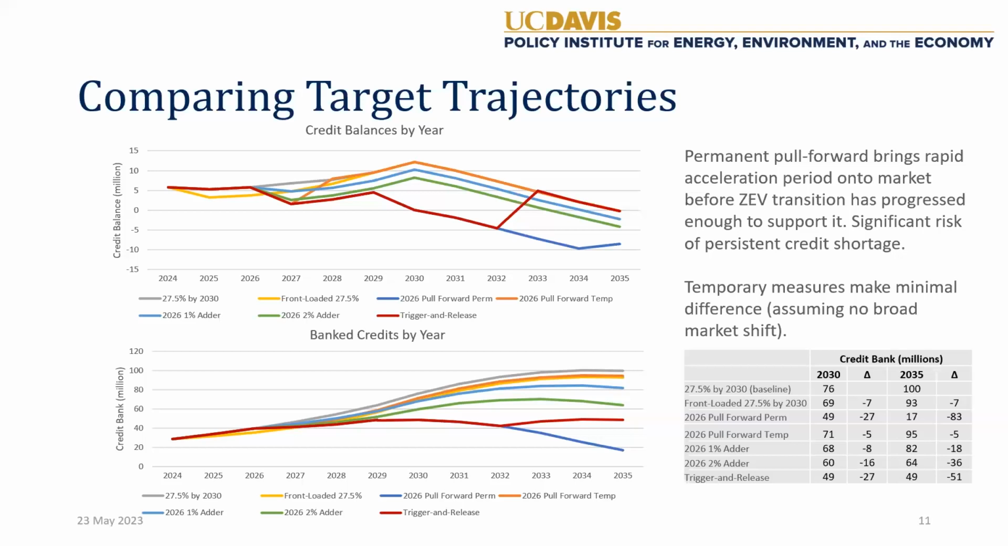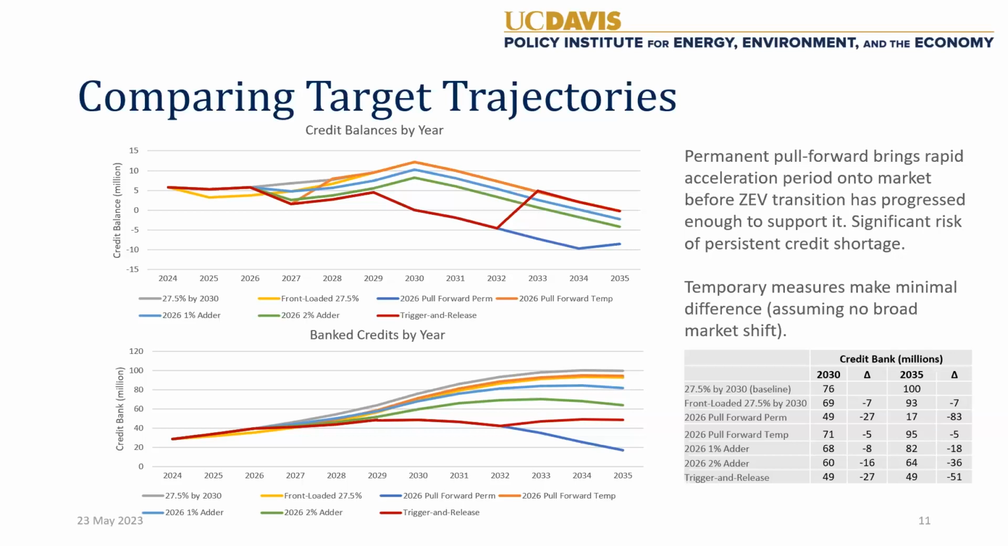The permanent pull forward, I think, is frankly rather dangerous, because what this says is simply jumping forward that year. Even though in the first few years it doesn't make a particularly big difference, it brings that period of extremely rapid target acceleration forward and risks bringing it to a point where the rate of ZEV sales and really the market isn't ready for it. And so with the permanent pull forward, there's a real risk that it overcorrects and will lead to persistent deficits over the long run, which is where I think this trigger and release mechanism becomes really interesting.